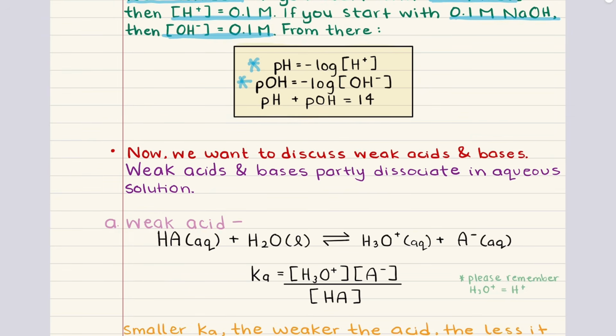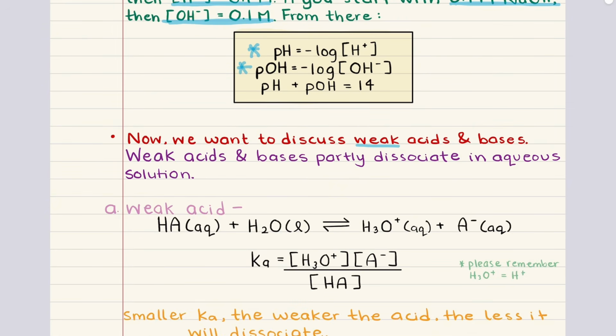Now, in this lecture, we're going to level up and discuss weak acids and bases. Weak acids and bases do not fully dissociate in water. Instead, they establish an equilibrium where only a fraction of the molecules donate or accept protons. That's why we describe weak acids and bases in terms of equilibrium constants, Ka and Kb.